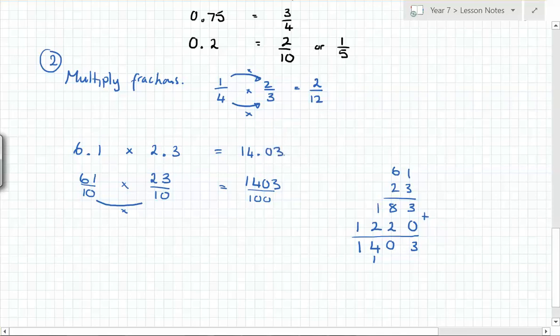Wait, so in his timesing, he did 61 times 23. So he did 3 times 1 is 3, 3 times 6 is 18, then you write like a dot, then put a 0. Yeah, in my old school we used to do a dot. And then 2 times 1 is 2, 2 times 6 is 12, and then you add that together. Quite similar to my old school.